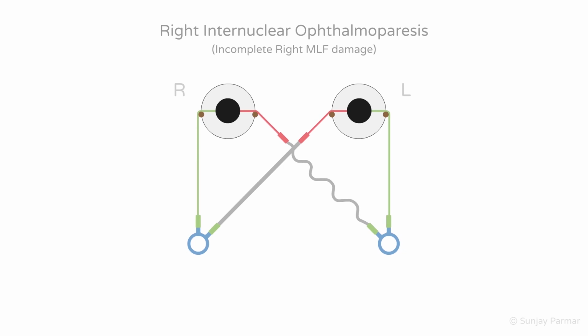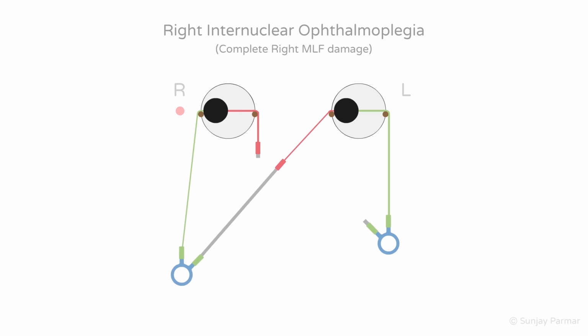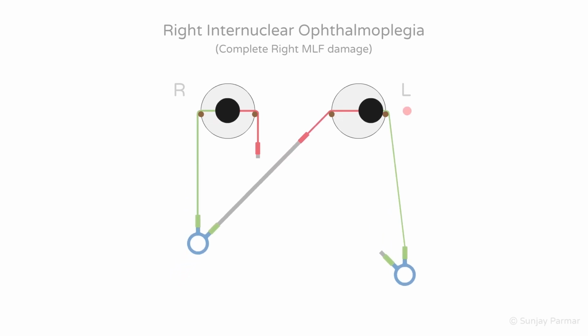If the right MLF is completely damaged, as shown by the white grey rope breaking off, there will be no connection between the left PPRF and the right medial rectus. Looking right is fine as the left MLF is working normally. When looking left, the left PPRF cannot communicate to the right medial rectus to adduct the right eye, and so it stays in place. The left eye can abduct normally.